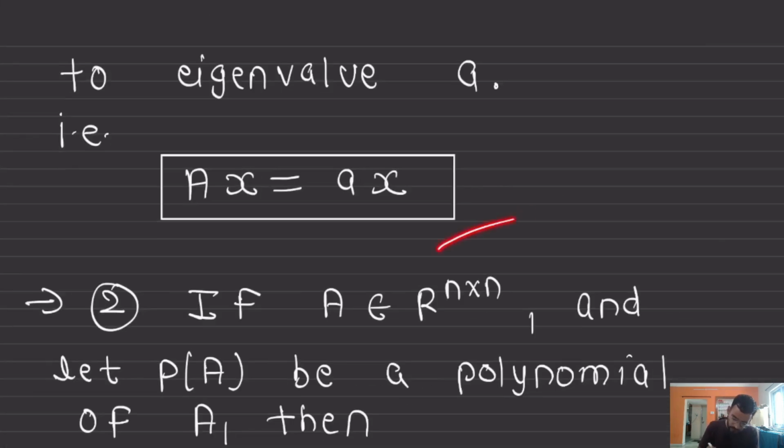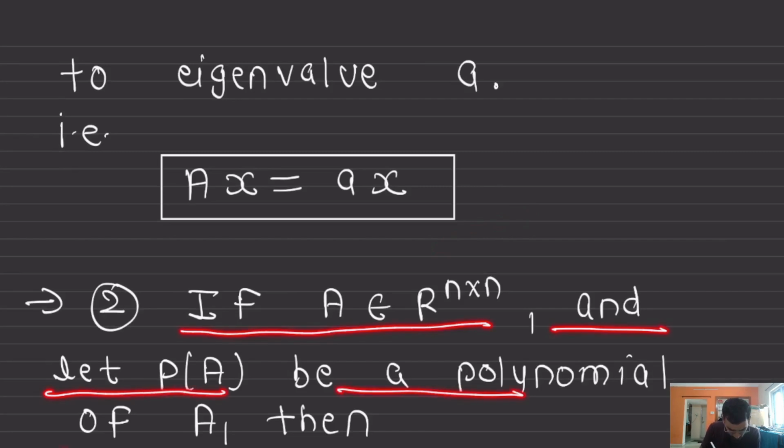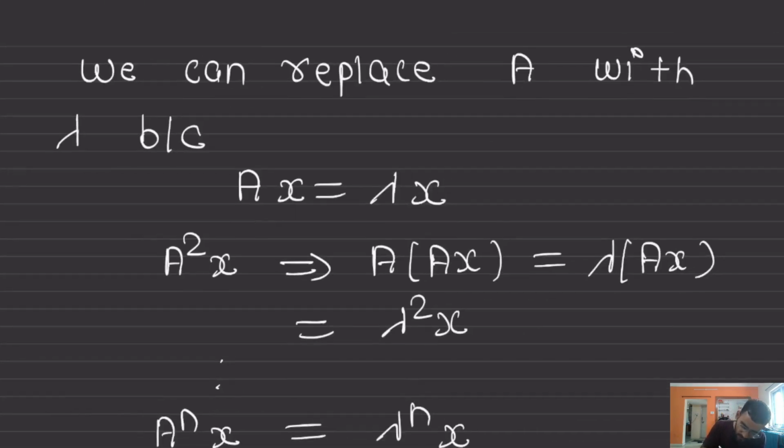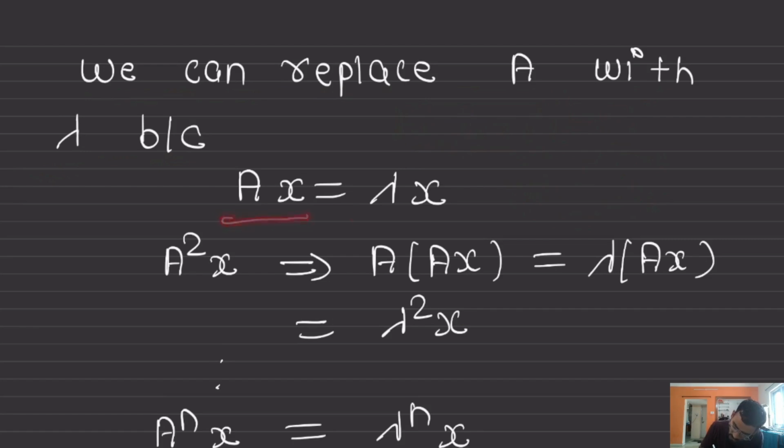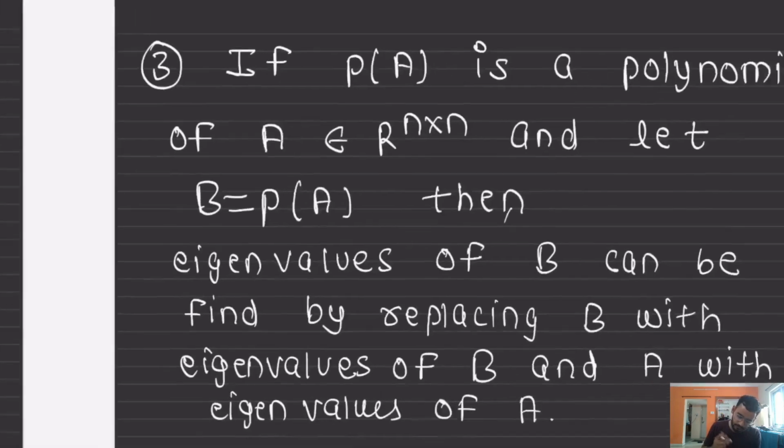Second one: if A is an n cross n matrix, and p of A is a polynomial of A, then we can replace A with lambda in the polynomial. Let's say p of A is A squared minus A plus something, then we can replace A with its eigenvalue lambda. Why? Because we have Ax equal to lambda x. We know A squared x is equal to lambda squared x, or A to the power n x is lambda to the power n x. You can derive this easily.